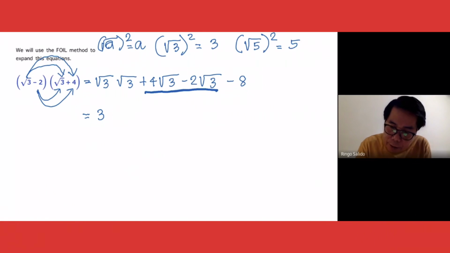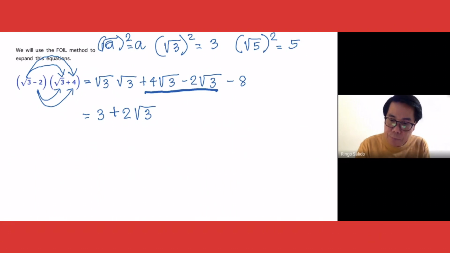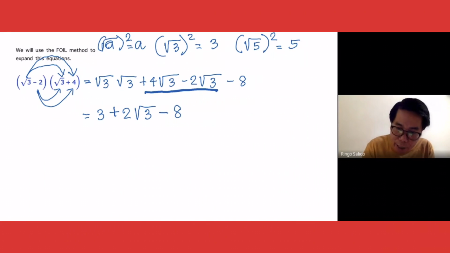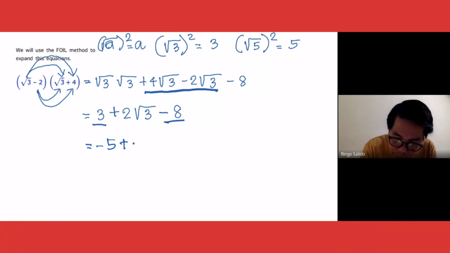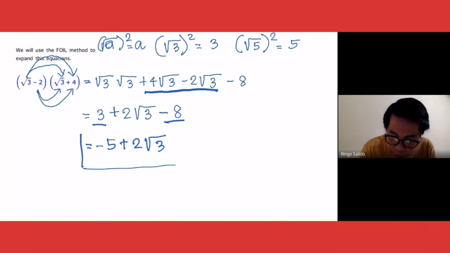And then adding like terms, positive 4 and negative 2 means positive 2, and then copy root of 3, and then minus 8. Then let's continue tidying up. We have here 3 and negative 8, which will give us negative 5 plus 2 root of 3. And that is our final answer.